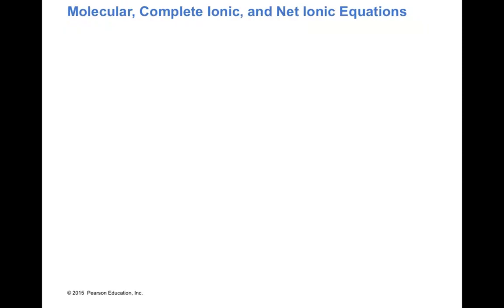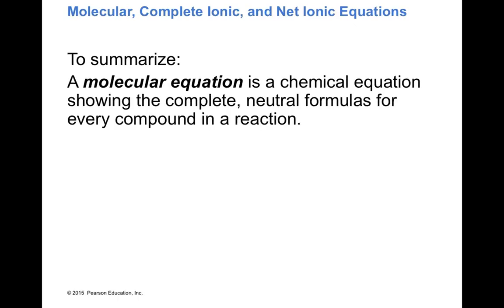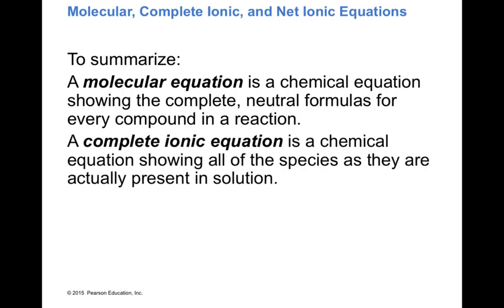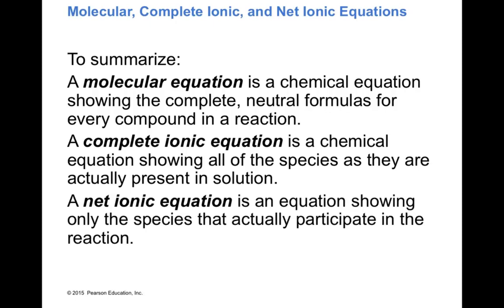So we have the three types of equation. The first one is the molecular equation. It's a chemical equation showing the complete neutral formulas for every compound in a reaction. The second one is the complete ionic equation. It is a chemical equation showing all of the species as they are actually present in solution, including the spectator ions. Okay, they are part of the complete ionic equation. And the last one is known as the net ionic equation. It is an equation showing only the species that actually participate in the reaction.